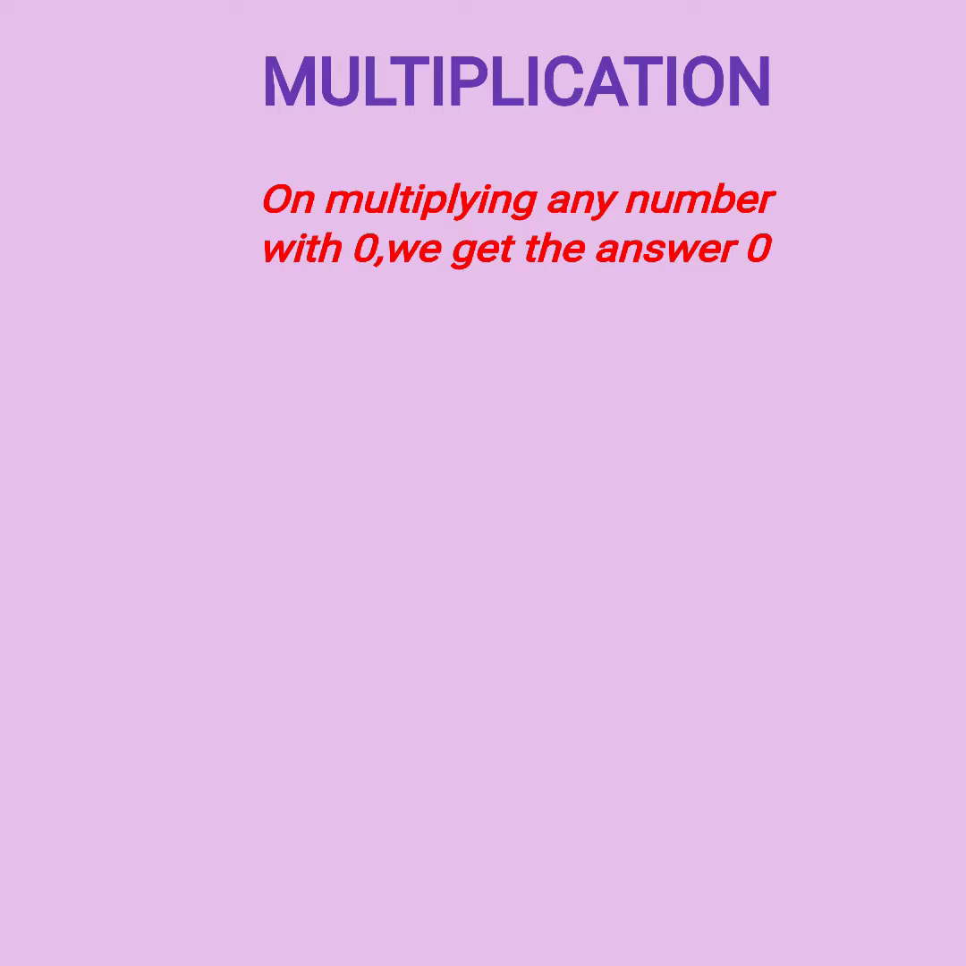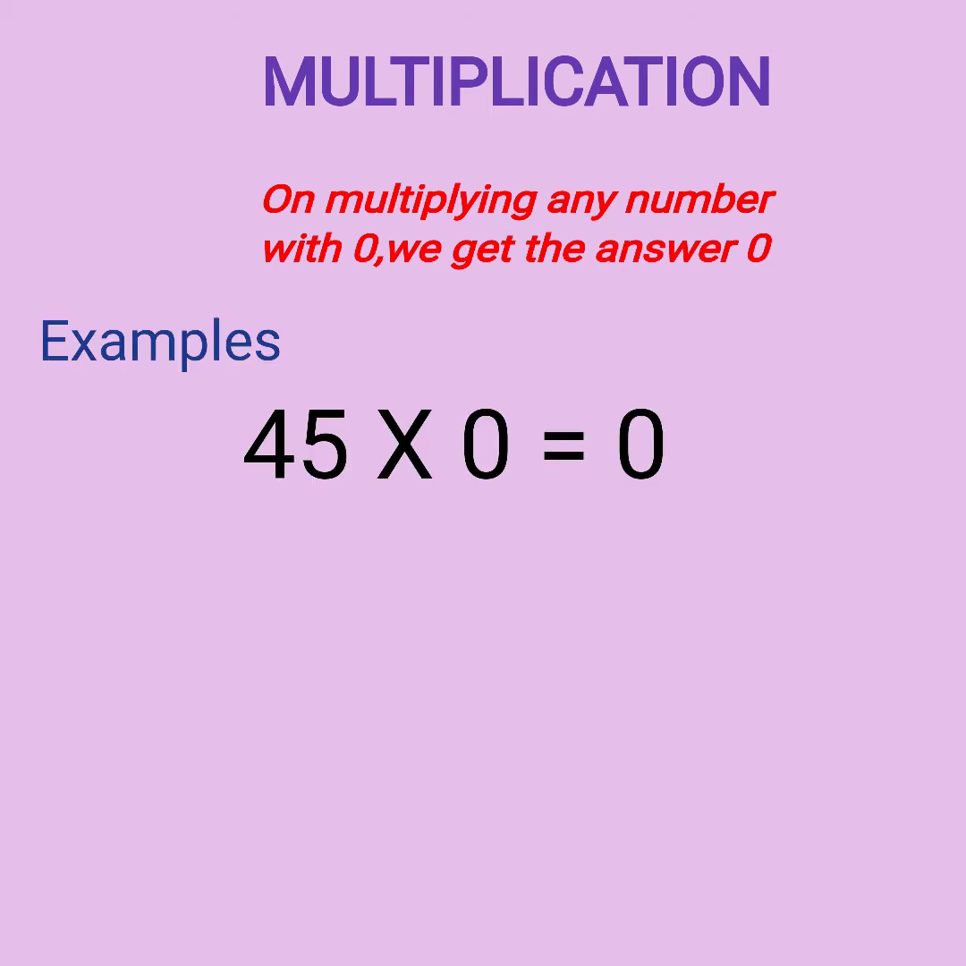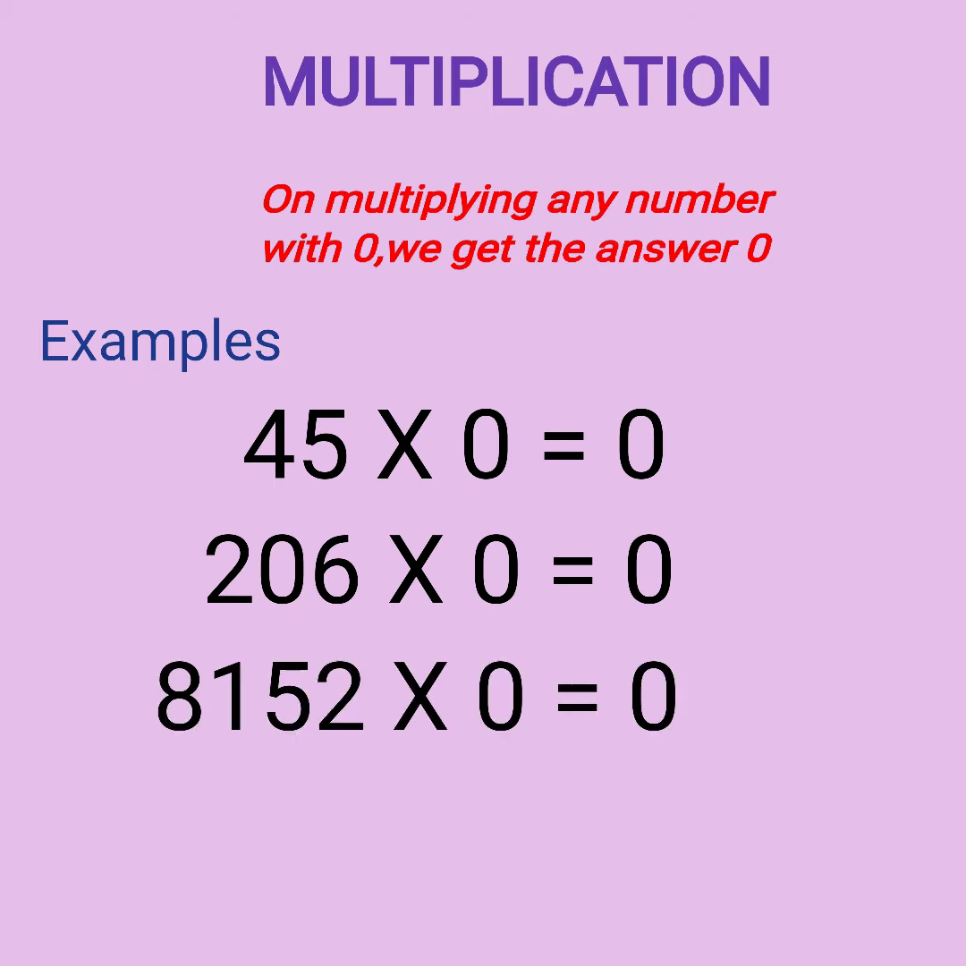Students, always remember that whenever a number is multiplied by 0, the result is always 0. You can see in the example that 45 multiplied by 0 gives the result 0. 206 multiplied by 0 gives the result 0. This 4-digit number multiplied by 0 gives the result 0. So you can understand that any number multiplied by 0 always gives the answer 0.